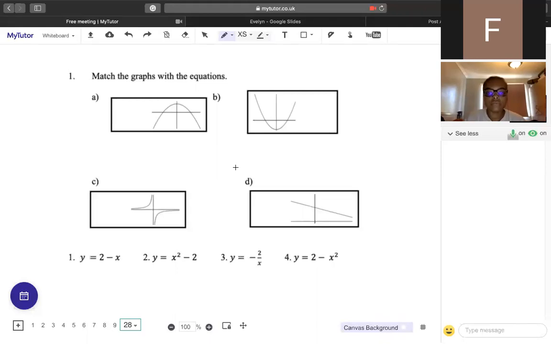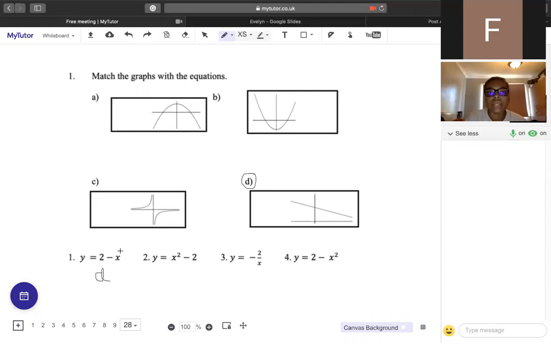So first of all, we can spot a linear graph. So we've got a straight line over here. So we know what a straight line graph, what a linear equation looks like. So it's just when we have an x, a y, and a number. So it will be this one over here. So this is our linear equation matched with our linear graph.